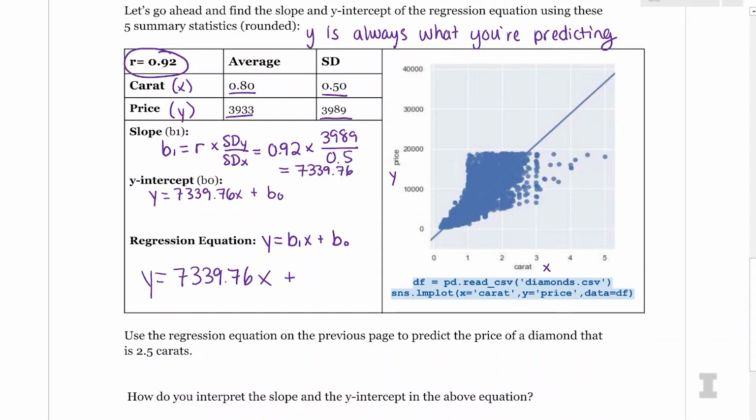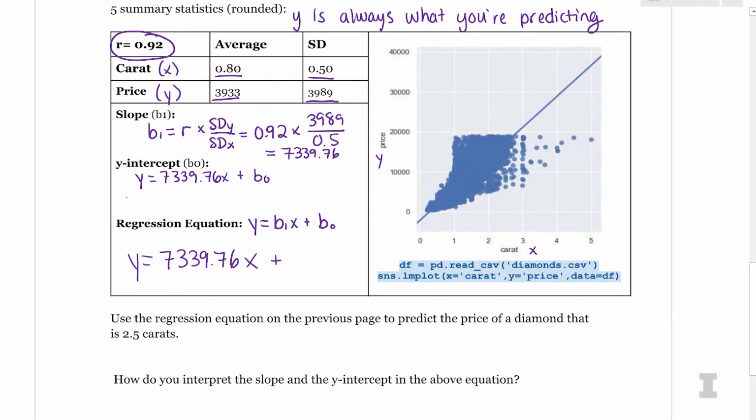by itself. So the only thing I'm given are the two averages. That's the only point on this scatter plot that I know. So I can plug in the average value for y, 3933 for y. And then I can also plug in the average value for x, which is 0.8, plus B0 to find B0.